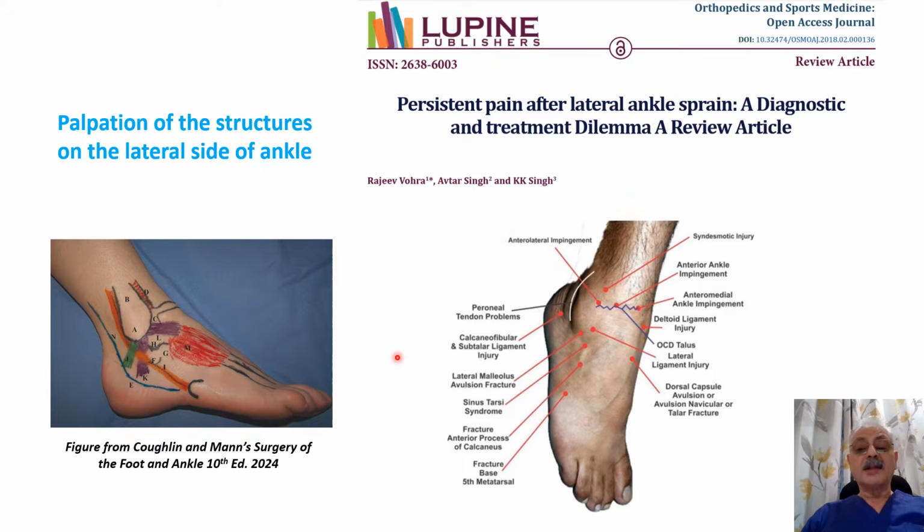In an unresolved ankle sprain, where the patient had sprained sometimes 6 months earlier or 1 year earlier and continues to have the pain, you have to really palpate the individual structures to reach the correct diagnosis. We have published one paper on this, where correct palpation can help you to reach the correct diagnosis, and it is suggested to read this paper to help you to reach the correct diagnosis in lateral ankle pain.